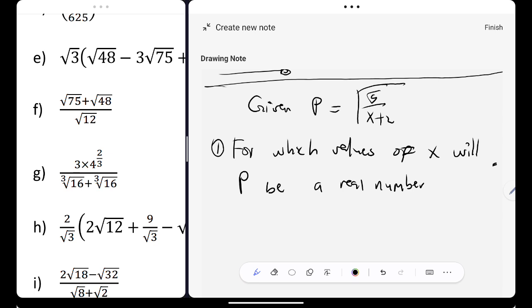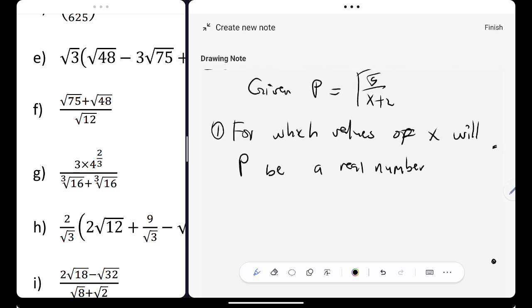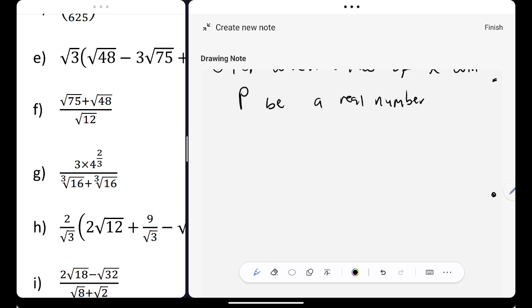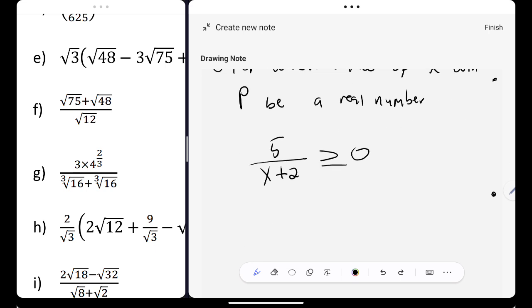Okay, here you're just supposed to solve the inequality. They want the values of x for which 5 over x plus 2 is greater than 0. This thing will be real if and only if what's inside the bracket is positive. If it's not positive, that means this thing is not real. Are you together? So here there's only one critical value there.